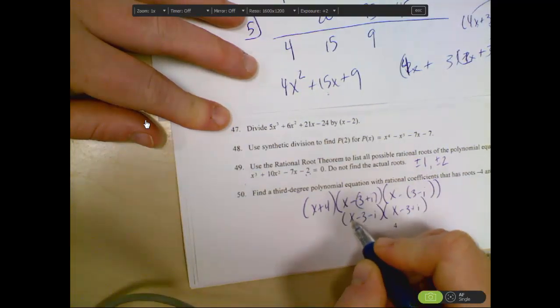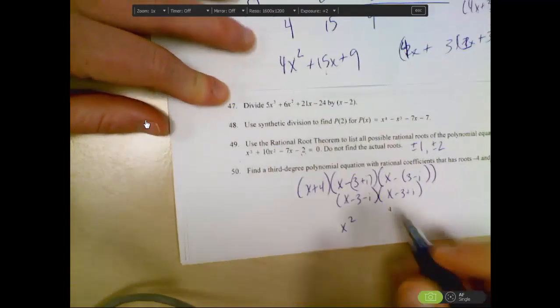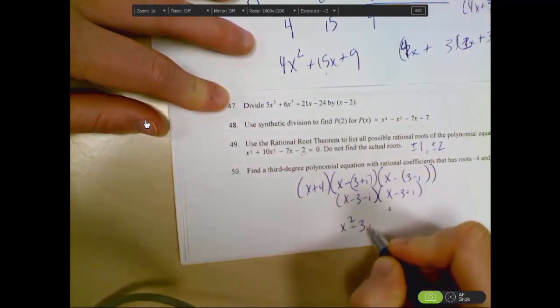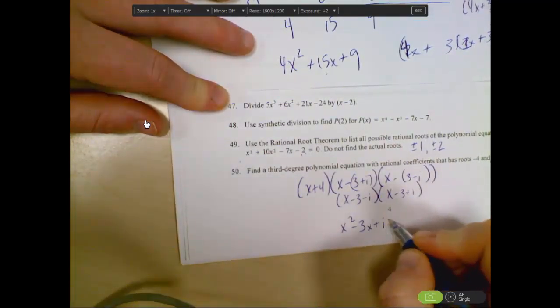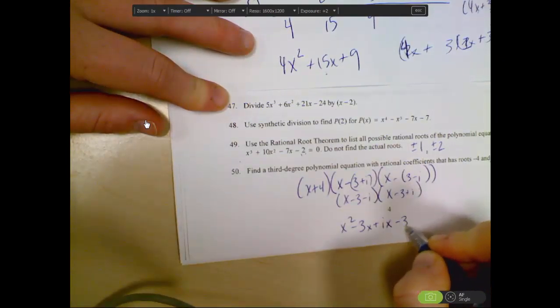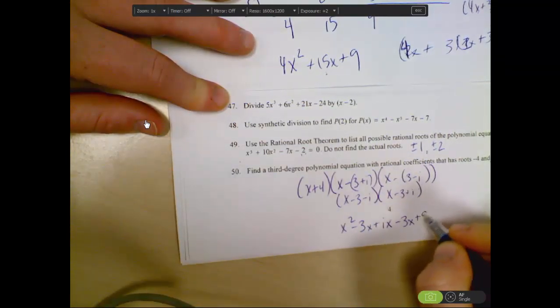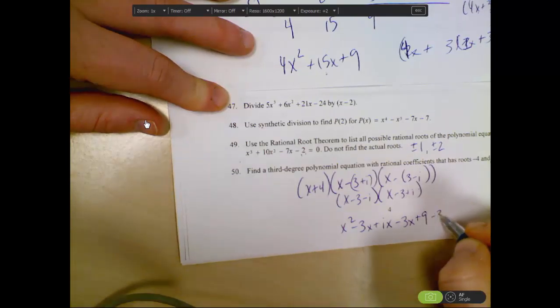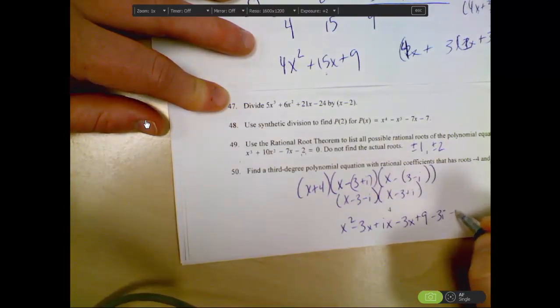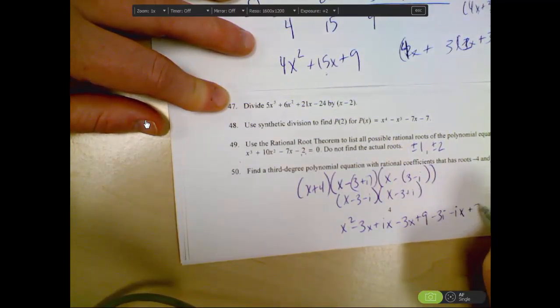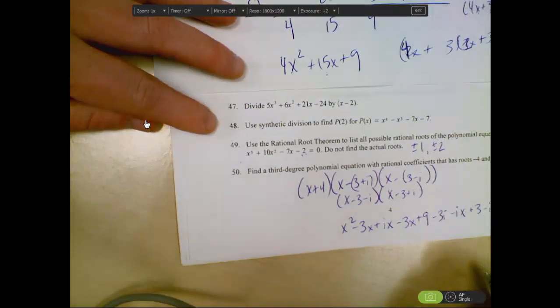And now I'm going to FOIL. x times x, x squared. x times negative 3, negative 3x. x times i, plus ix. Negative 3 times x, negative 3x. Negative 3 times negative 3, plus 9. Negative 3 times i, negative 3i. Minus ix plus 3 minus i squared.